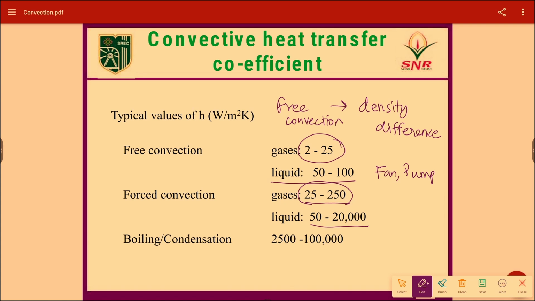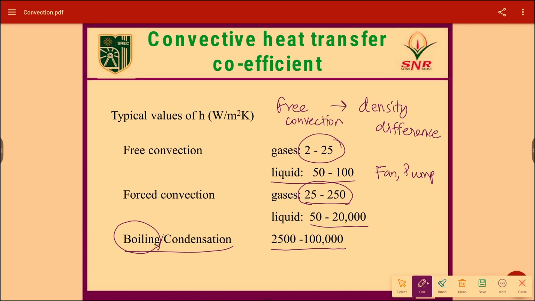If we take boiling and condensation, these are other important phenomena where there is only a change in phase. There is no change in temperature. Boiling is the change in phase from liquid to vapor. On the other hand, condensation is the change in phase from vapor to liquid. In both cases there is no change in temperature, only the change in phase. The convective heat transfer coefficient is a very, very high value, something around 2500 to 1 lakh watt per meter square Kelvin.